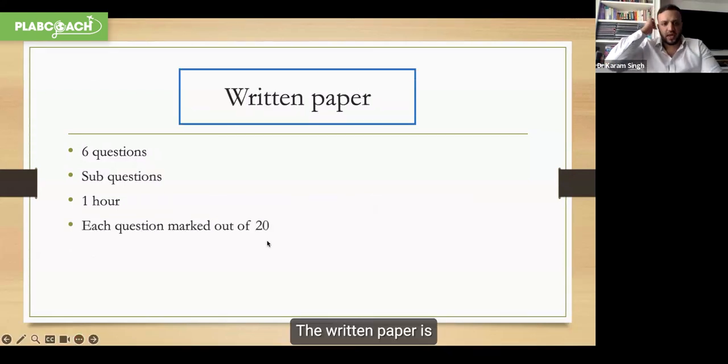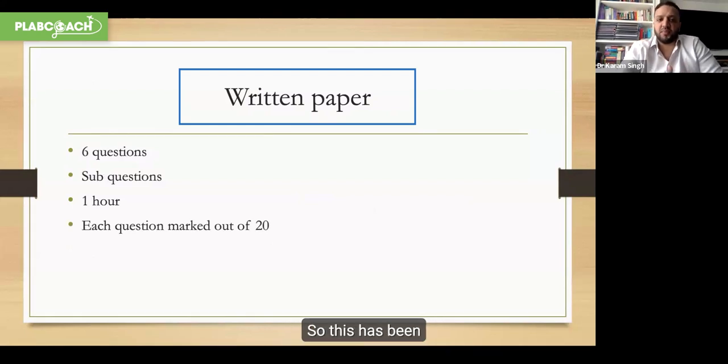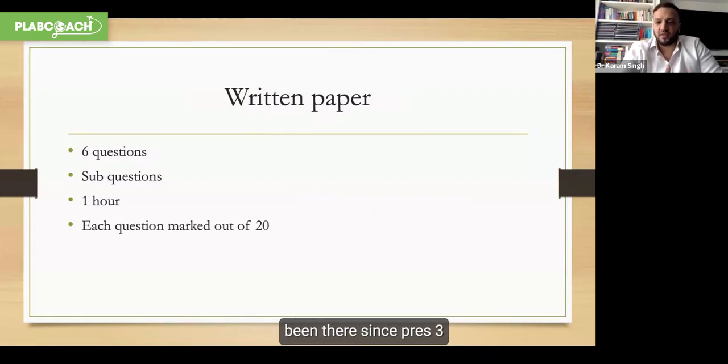The written paper is the traditional data interpretation. Okay, so this has been the one that's been there since PRES 3 first began. This is the one that I originally taught in 2016, right the way through to, I would say, 2021, 2022, when the exam changed. So traditionally, there were 6 questions, and I believe Cork is a written paper, so you'll follow the same as what I'm about to tell you.